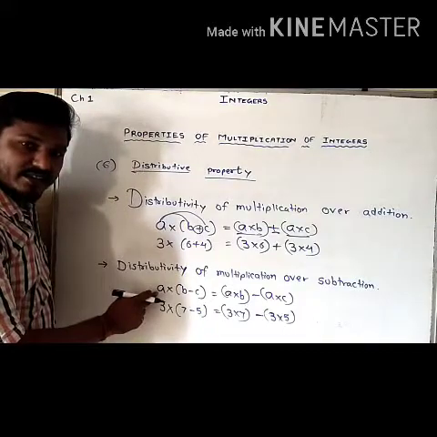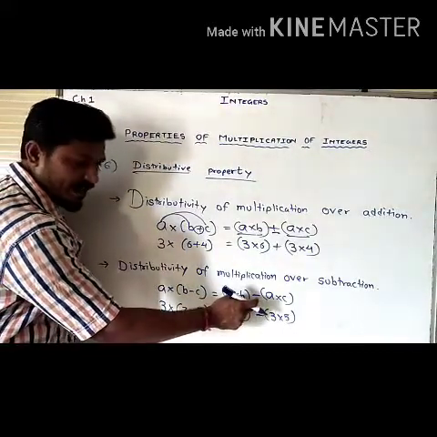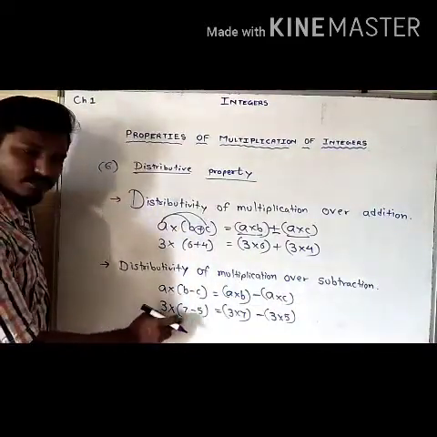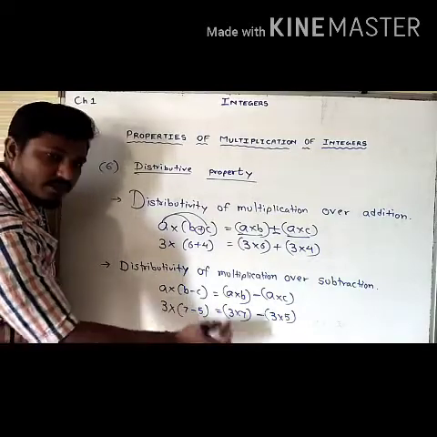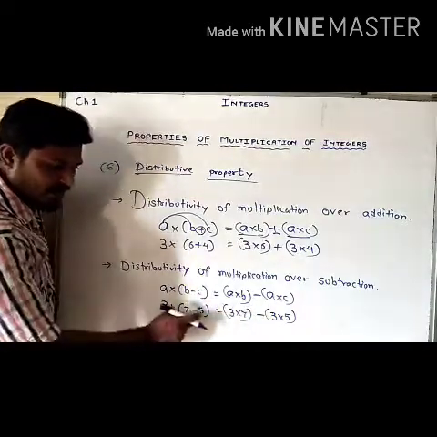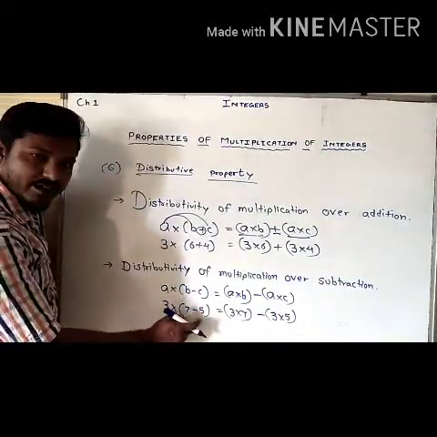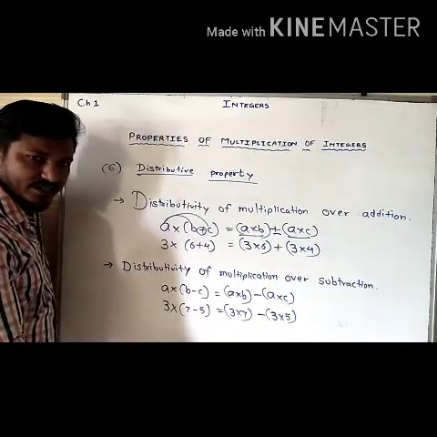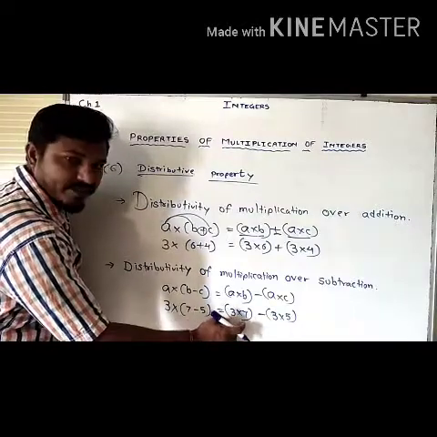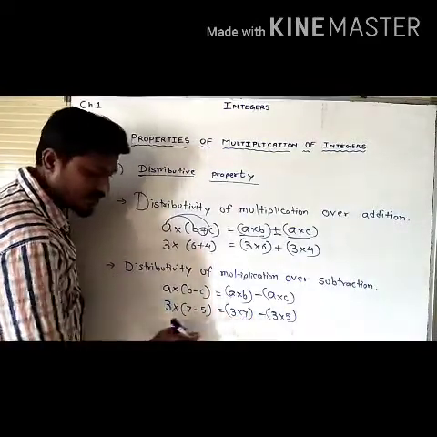Now distributivity of multiplication over subtraction. a into (b minus c) is always equal to a into b minus a into c. Now see with the example, 3 into (7 minus 5) is always equal to 3 into 7 minus 3 into 5. 7 minus 5 is 2. So 2 3s are 6 we are getting. Now let us check the value on the right hand side. 3 7s are 21 and 3 5s are 15. 21 minus 15 is 6 only. Both sides 6.